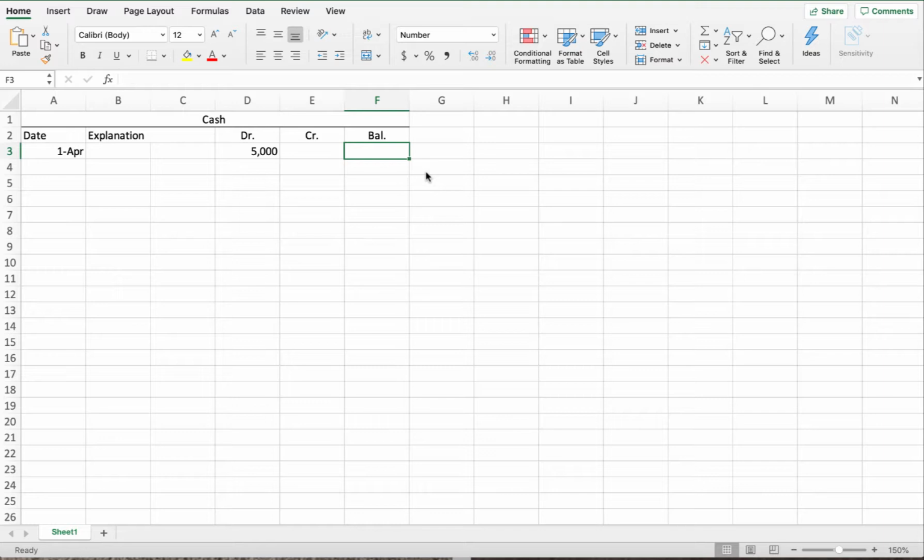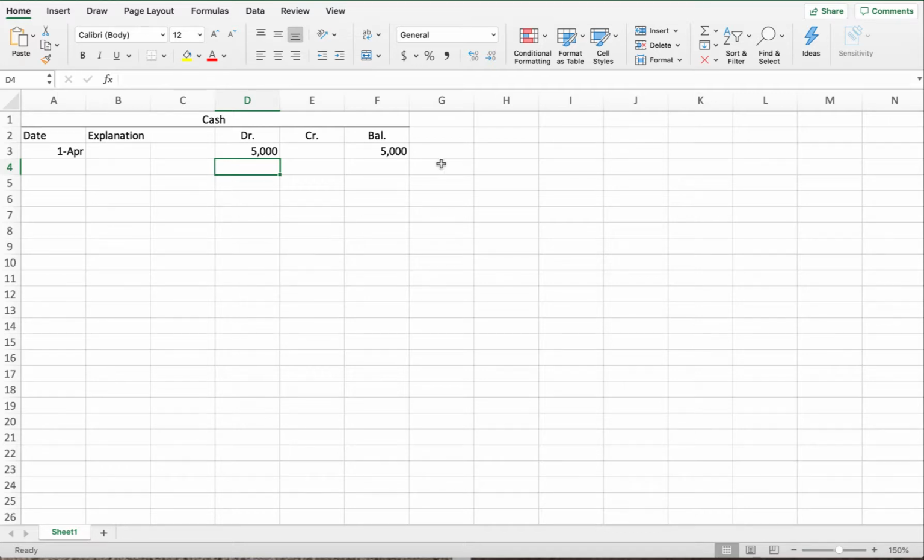Well, F3, the cell reference that I'm in, I know my balance is $5,000 after this debit, right? But check this out. If I hit equals and I go to D3 and click on it, notice it says in F3, the original cell that I was in, equals D3. Watch what happens. If I change D3, let's just say it's $8,000, watch what happens to F3. It changes. Pretty cool. So it just makes it nice and easy for us if we link up cells.